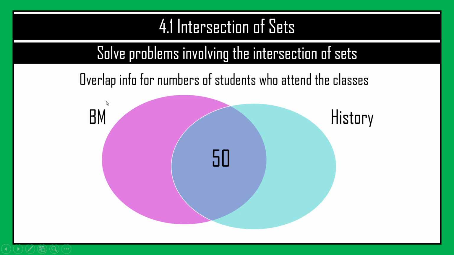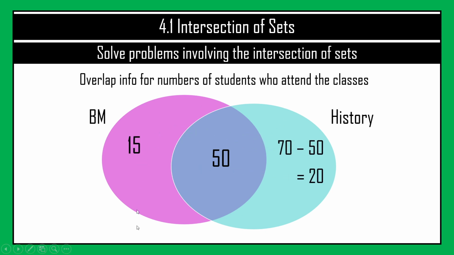Now I know that there are 50 that chose BM and history together. So I'm going to put 50 in the overlapping area. Now I know that there are 65, but that 65 is for the overall, and 50 of them are already in the middle. So I need to minus 50 in order to get 15. This 15 is actually BM only. Okay, BM only.